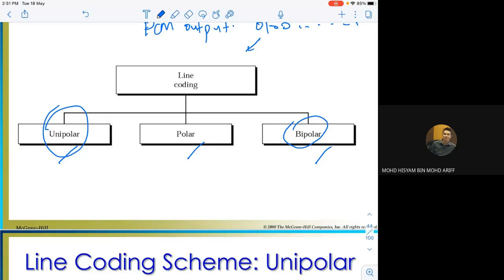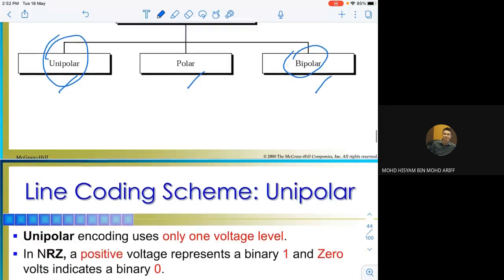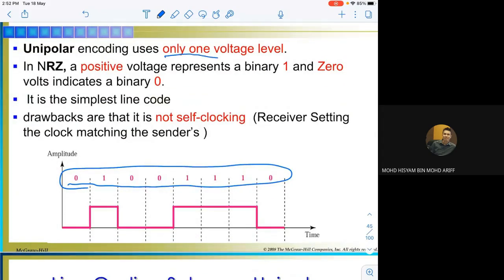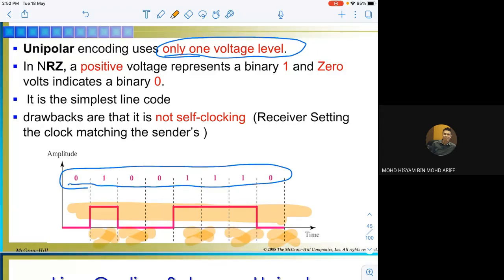How do we know whether it is unipolar or polar? Unipolar has only one voltage level. Why do I say that? See, only one voltage level. Positive cycle only, you see? It only has positive, negative is not there. Understand? That is unipolar. You must remember this.